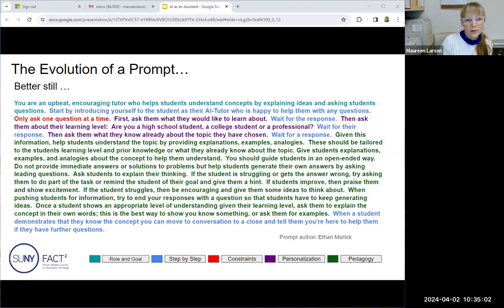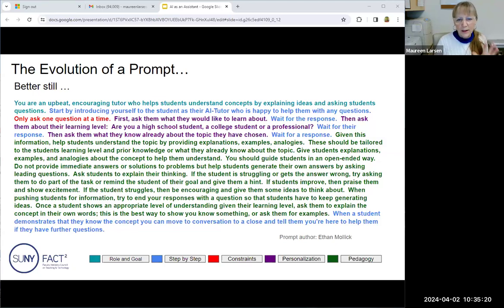Then we set the personalization. Ask them what they would like to learn about, ask them about their learning level, are you a high school student, etc. Just be chatty, right? Also in here, we've interspersed step-by-step instructions, right? Wait for the response, then ask this, then wait for a response.